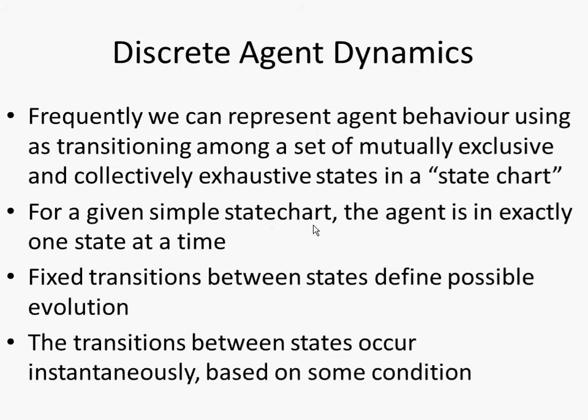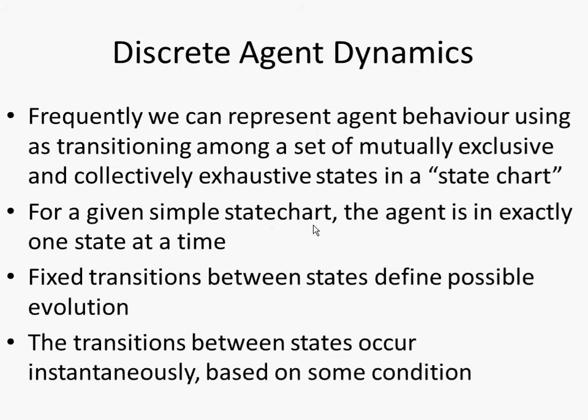Here, for a simple state chart, an agent is in one state at a time. There are more sophisticated state charts we'll be seeing later in the course, where an agent can be in more than one state at a time. You can have hierarchical state charts, where you could have a dysglycemic state, and inside of that, there's a diabetic, a pre-diabetic, and a diabetic state, for example, that are substates.